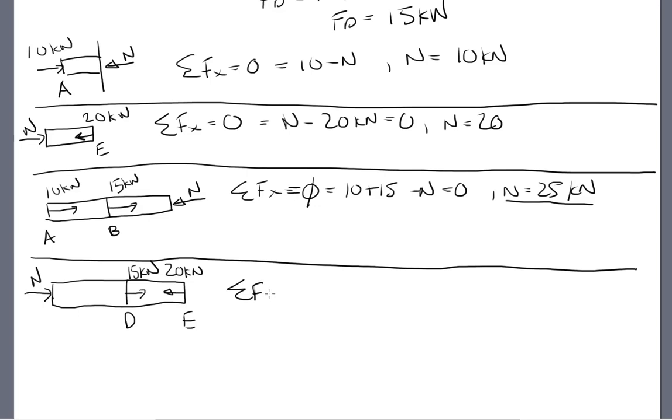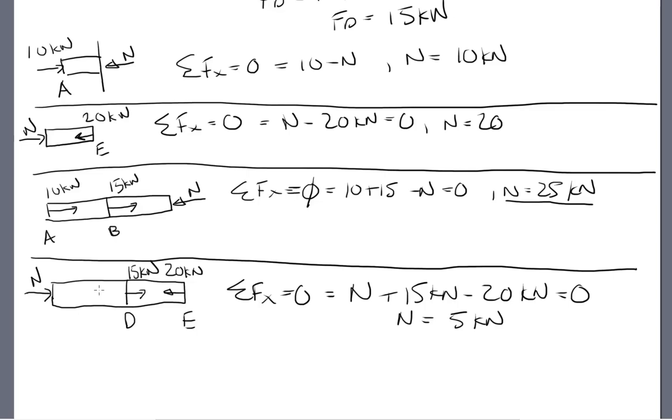So we just sigma Fx equals 0 equals N plus 15 kilonewtons minus 20 kilonewtons equals 0. Therefore, N equals 15 minus 20, which is negative 5. Bring it over, it goes to 5 kilonewtons. So this internal force here is equal to N. Now, what if we go the other way? We sort of have to get the same answer, right? If it is in static equilibrium.